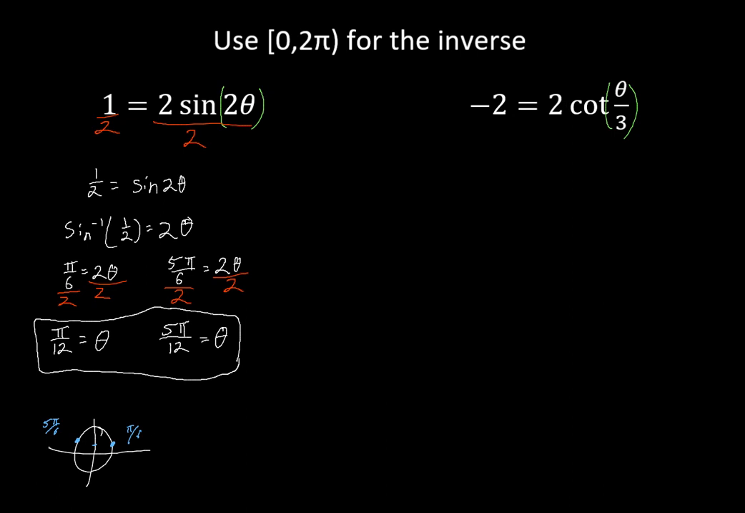Looking over here now, we are going to divide both sides by 2. Again, we can't divide what's inside by 2. It's protected by the cotangent. In addition, the whole reason we divide by 2 is to cancel out these guys. So -1 is equal to cotangent of theta divided by 3. Take the inverse or arc cotangent of both sides.